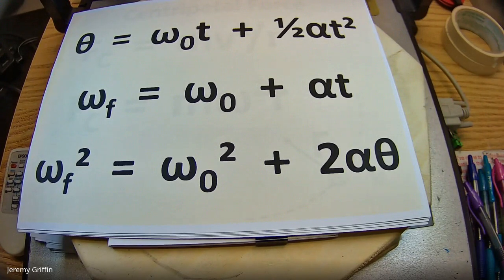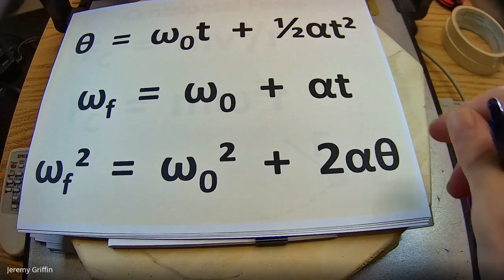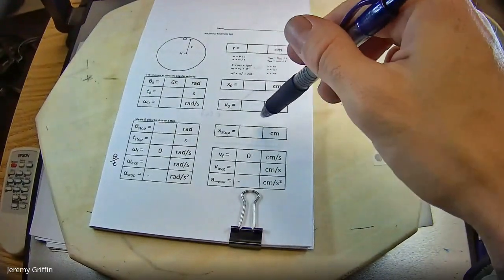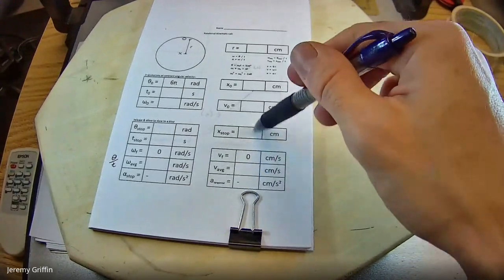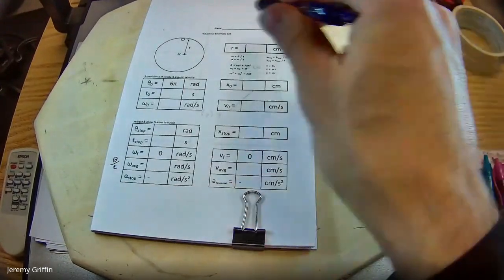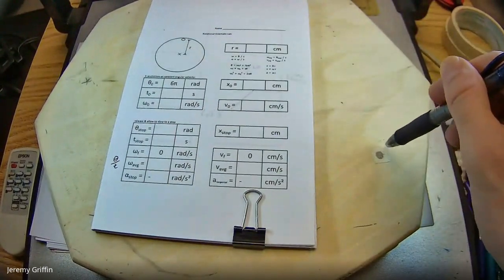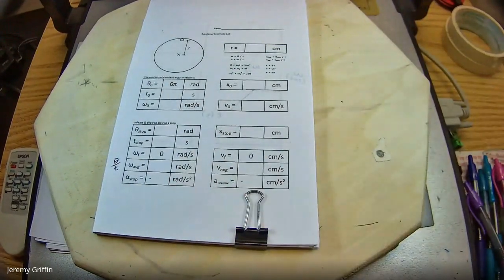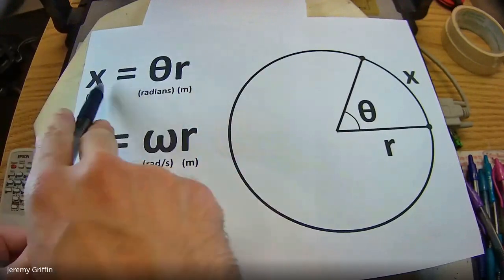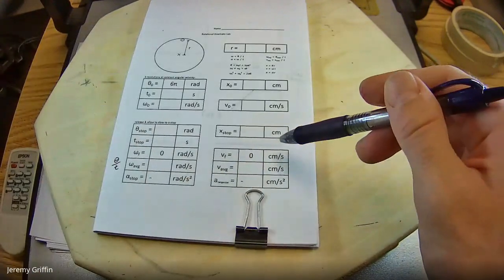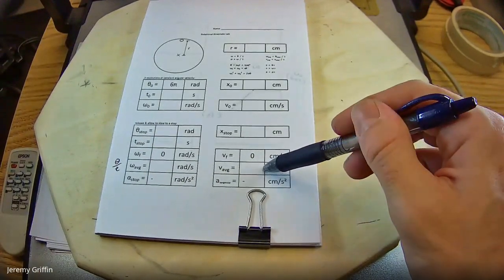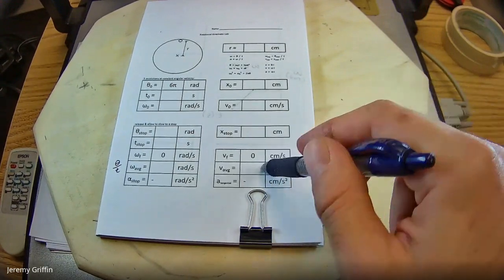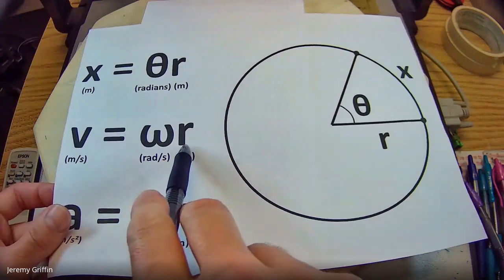Okay, and then can you figure out the linear equivalence of all those rotational values? So spinning to a stop, how far did the stop on the edge travel in centimeters? That's just theta times r again. That's just going back to this. Can you figure out, let's say, average speed? Now obviously it's slowing down the whole time, but the average speed, that would just be omega average times r.